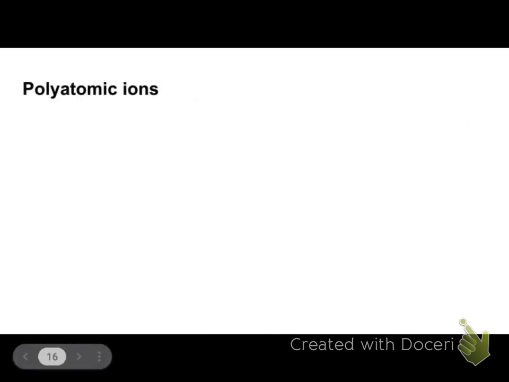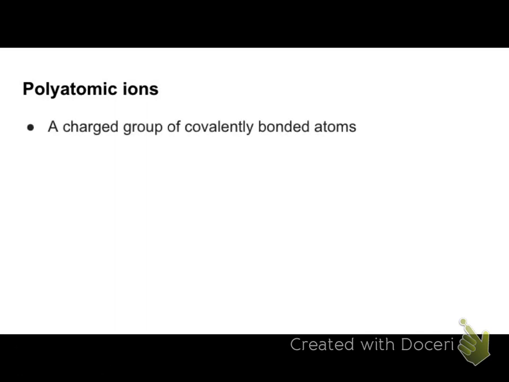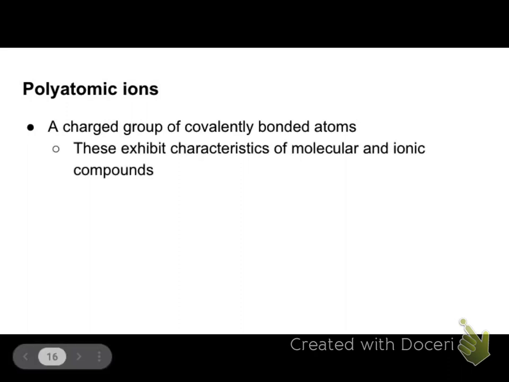All right, the last thing we're going to talk about today is polyatomic ions. Polyatomic ions are what happens when a group of covalently bonded atoms gain a charge. They exhibit then characteristics of both molecular compounds, which are bonded covalently, and ionic compounds.